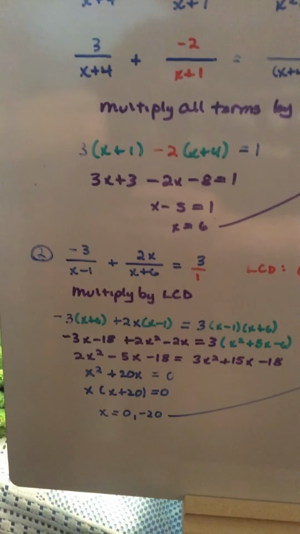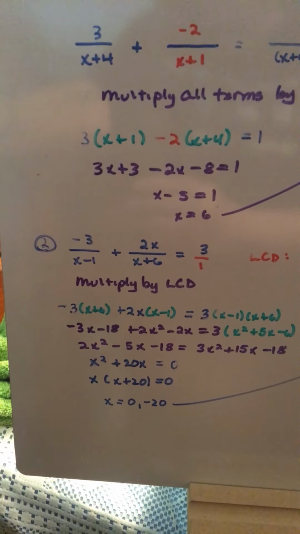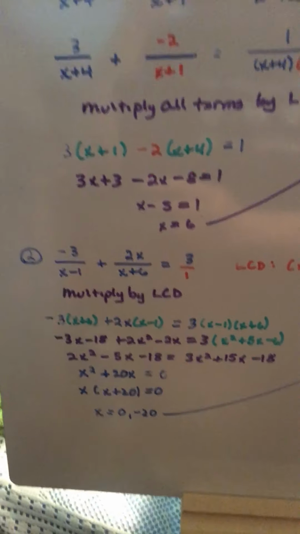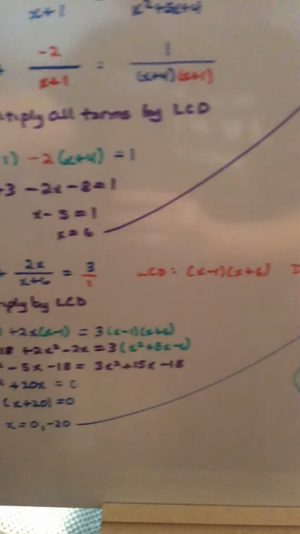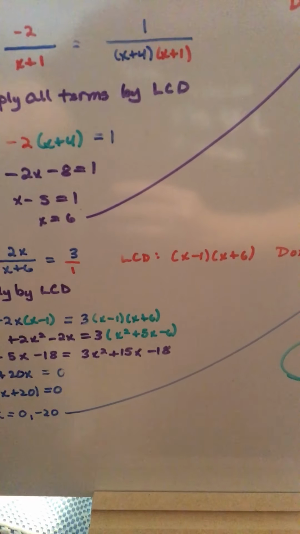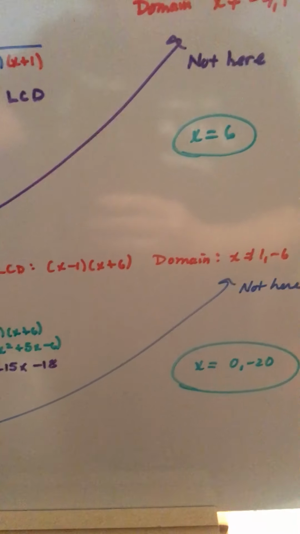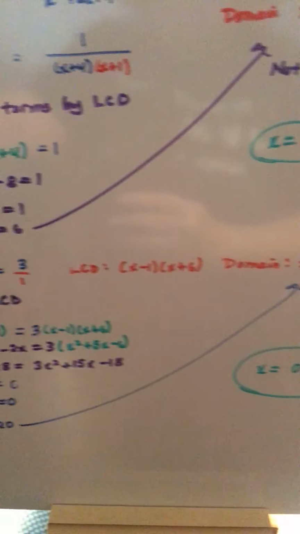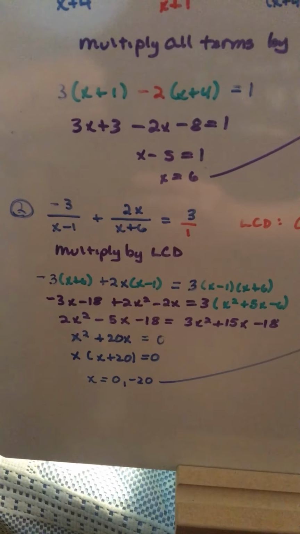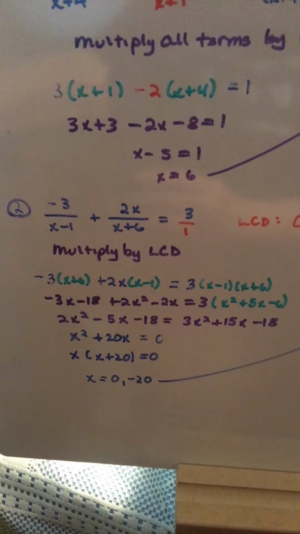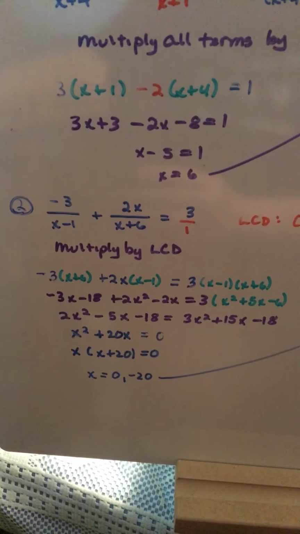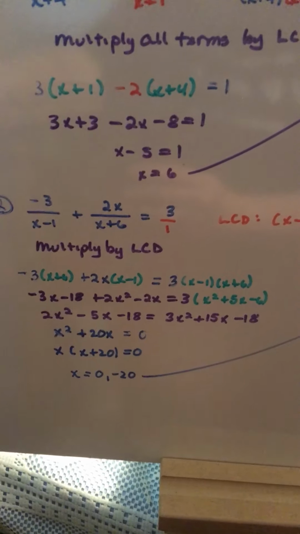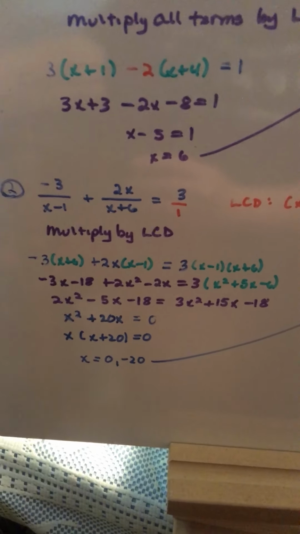Next one, I was too lazy to rewrite that again, so I just showed you it said equal 3. Remember, everybody needs a denominator, so it's over 1. So the common denominator is x minus 1, x plus 6. The domain is not 1, not -6. So the x minus 1's numerator needs x plus 6. The x plus 6's numerator needs x minus 1. And the 1's numerator needs everybody.